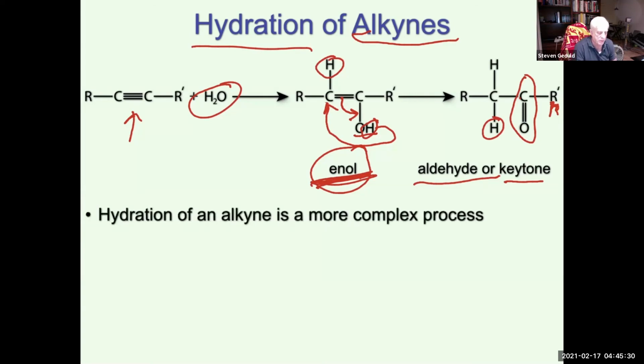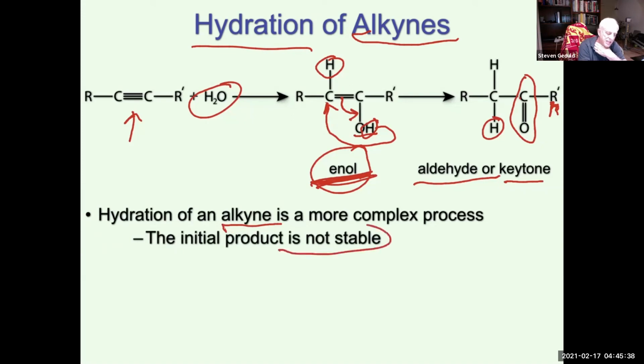Okay, so hydration of an alkyne is a more complex process than we talked about before. The initial product is not stable, and again, it's not stable because of the high electronegativity of that oxygen atom. Oxygen wants electrons really badly. That's why we have hydrogen bonding in a lot of biological molecules. DNA, RNA maintain their structure because of these hydrogen bonds, because of the strength of oxygen being electronegative.